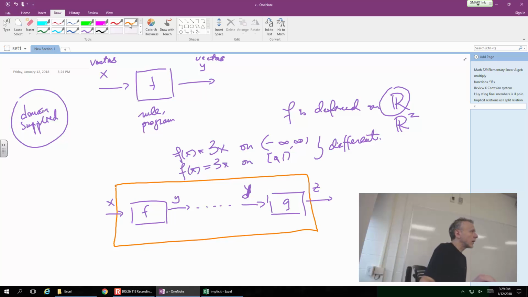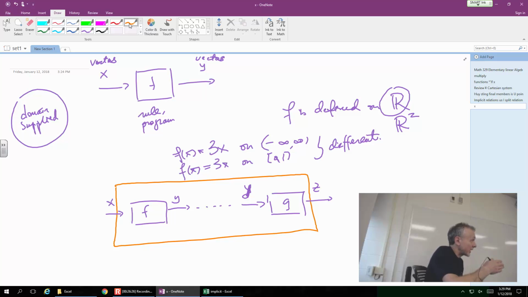Almost. f of g of x? Be careful again. Take a careful look. No, it's not f of g of x, it's g of f of x. Look at the order of operations.